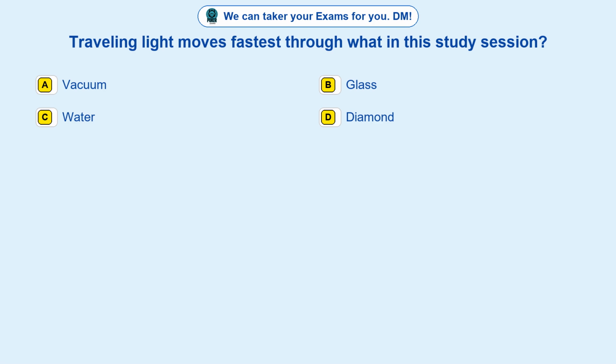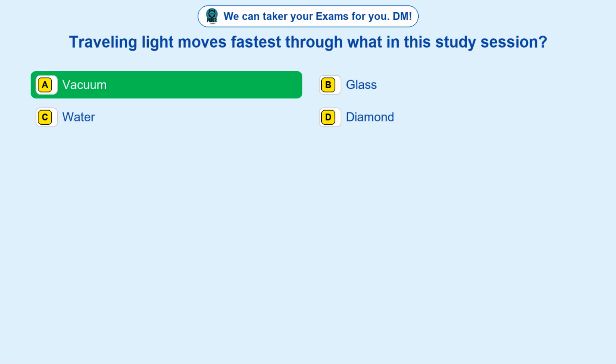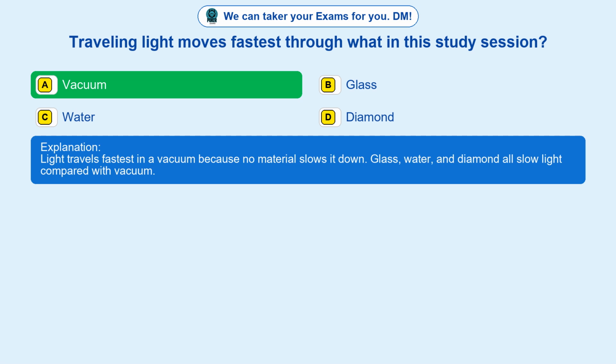Question 66. Traveling light moves fastest through what in this study session? Option A, vacuum. Option B, glass. Option C, water. Option D, diamond. The correct answer is option A. Vacuum. Light travels fastest in a vacuum because no material slows it down. Glass, water, and diamond all slow light compared with vacuum.